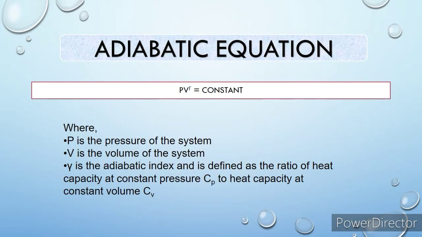So this is the adiabatic equation. P V to the power gamma is equal to a constant. P is the pressure of the system, V is the volume of the system, and gamma is the adiabatic index, defined as the ratio of heat capacity at constant pressure, or Cp, to heat capacity at constant volume. So that is the adiabatic equation.